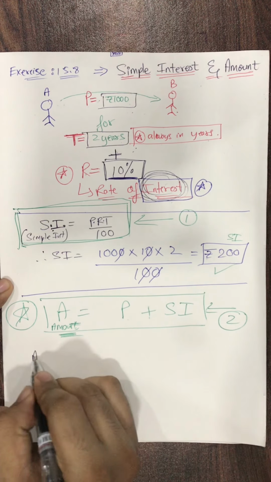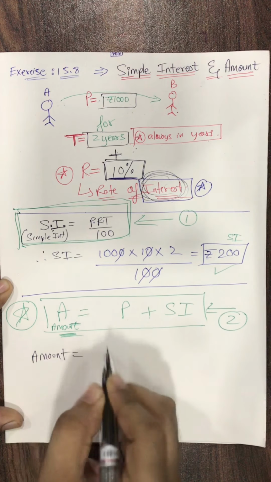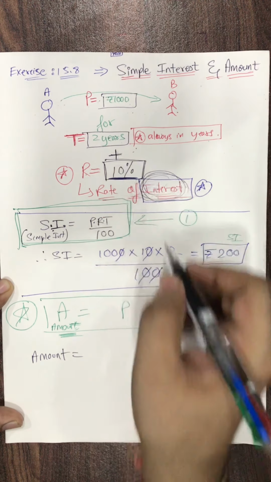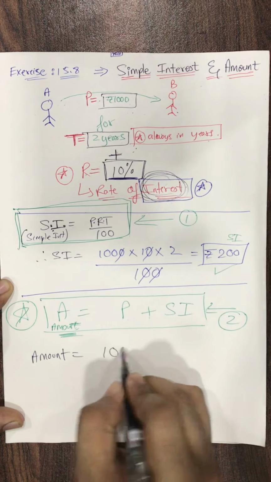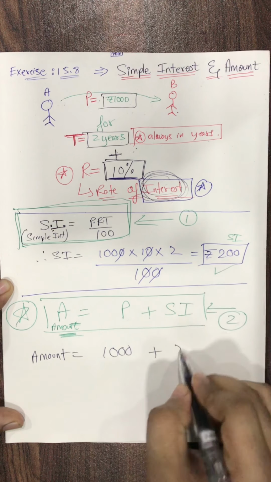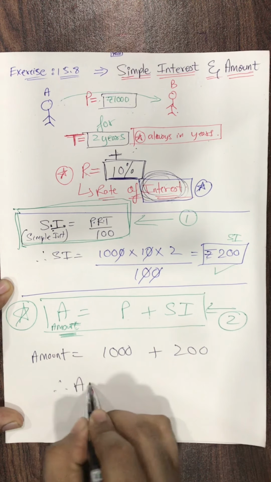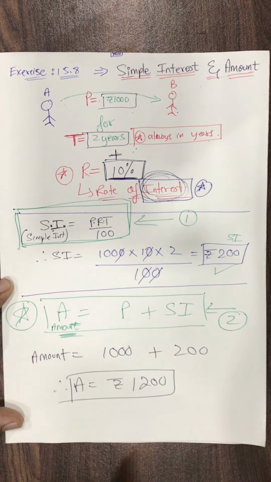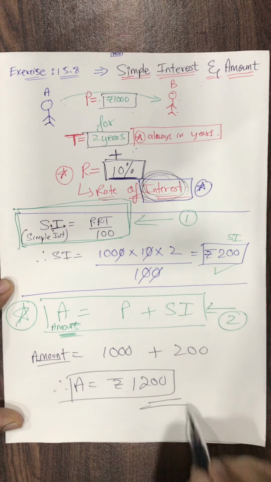So then he found out the amount he needs to pay to the person A. Amount is principal plus simple interest. His principal was 1000. So 1000 plus simple interest comes to be 200. Therefore, capital A, amount, is rupees 1200. So B paid back to A the amount of rupees 1200.